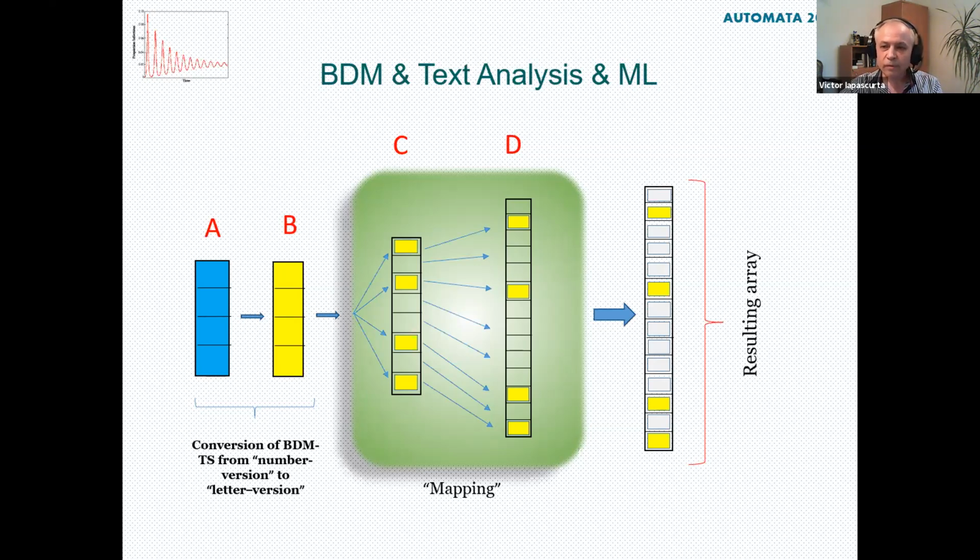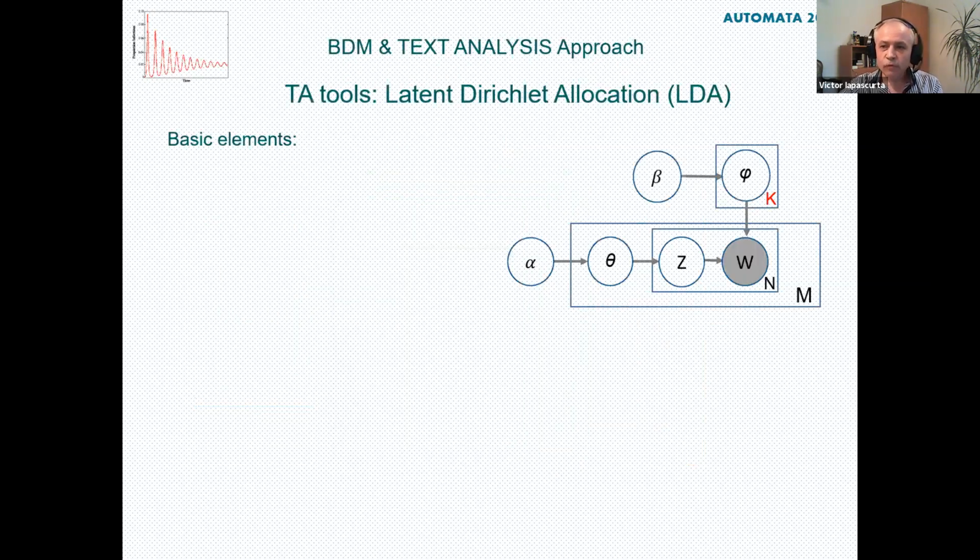10 symbols by 3, we will get 1,000 such possible words. And finally, the resulting array will include these 1,000 words, with 0 for missing words. Next of importance is so-called latent Dirichlet allocation, that in fact is one of the common tools for this field. We have the scheme here.